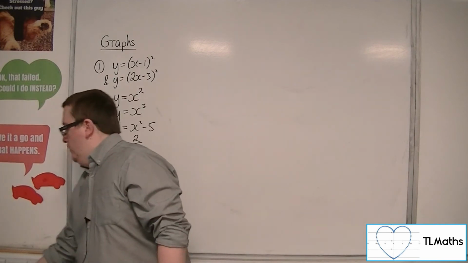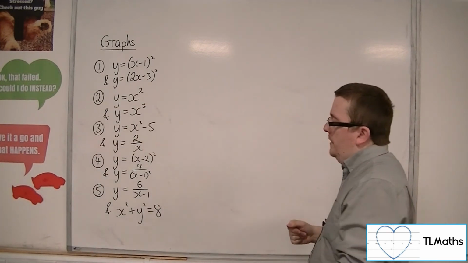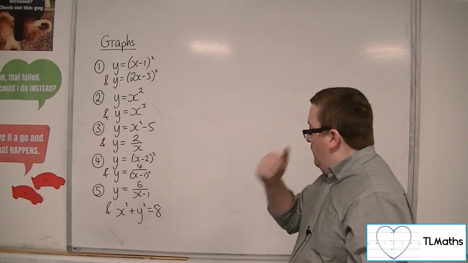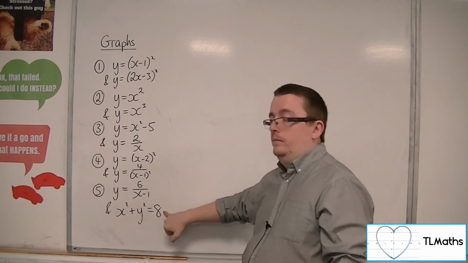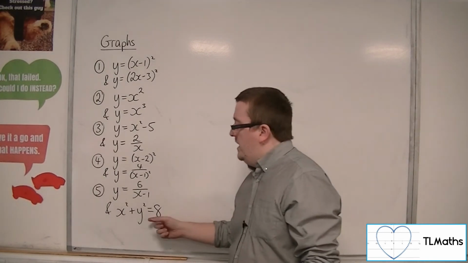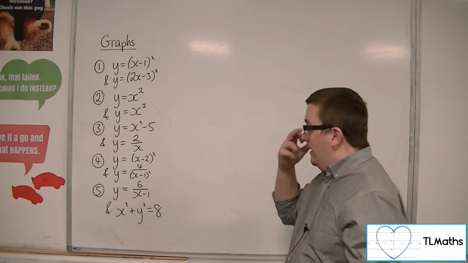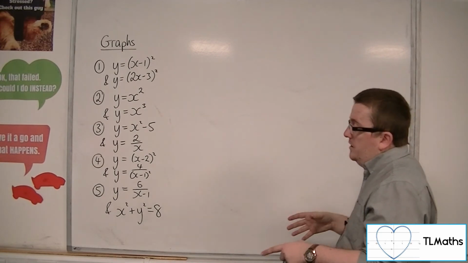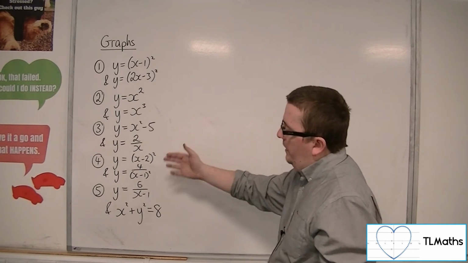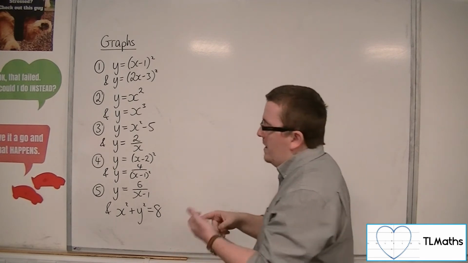And for number 5, we've got y is equal to 6 over x minus 1, and x squared plus y squared equals 8. So here I've introduced a circle. That's the equation of a circle centered at the origin with radius root 8. So what I can do is substitute that into that one. Rather than putting them both equal to one another, I can substitute that one in directly.